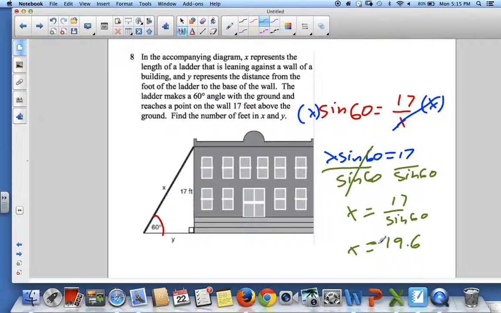19.6. It doesn't say what to round to, so I'll round to the nearest tenth, and that would be the value of x. And we do similar things for y. I'm just going to set it up and then I'll stop. So for y, we're still using 60 degrees. y is adjacent, and 17 is opposite. Opposite and adjacent is tangent, so I'm going to say tangent of 60 equals 17 over y.